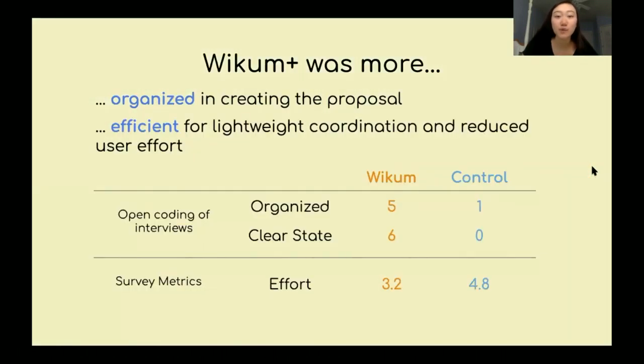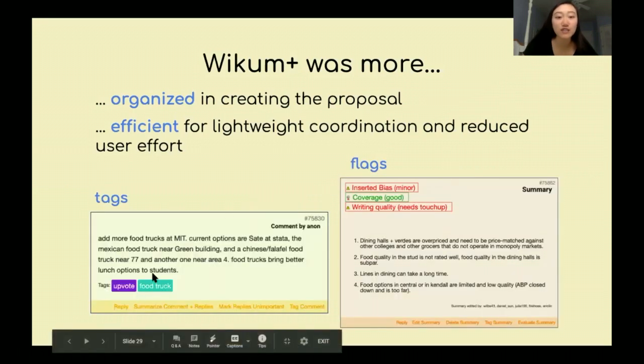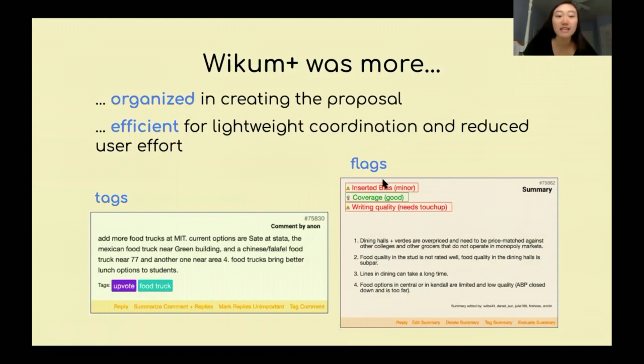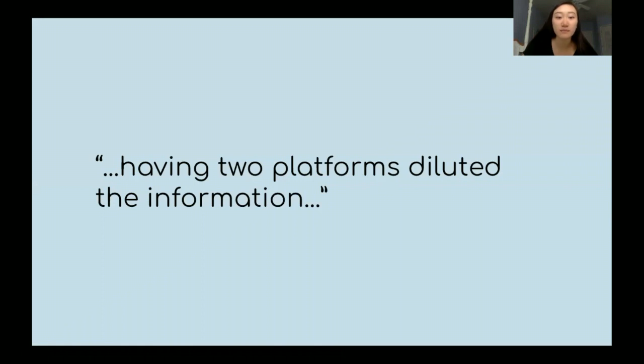Wickham also provided more organization because the synthesizing occurred incrementally. They made use of Wickham features such as tags to group similar comments and flagging of incomplete summaries. On the other hand, a control group user explained that having two platforms diluted the information and made it confusing.